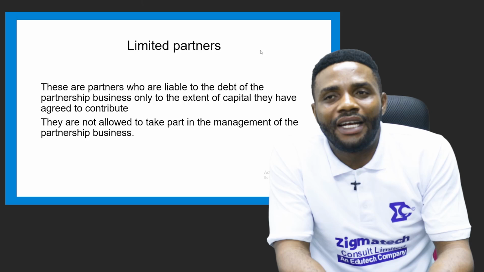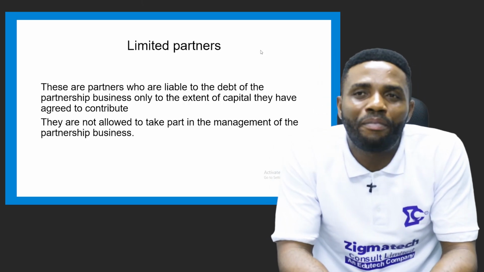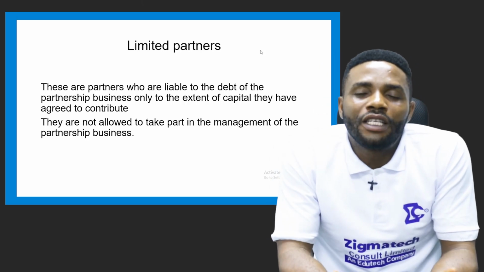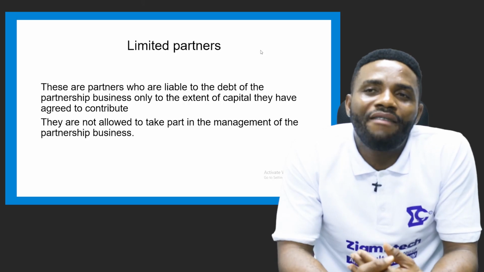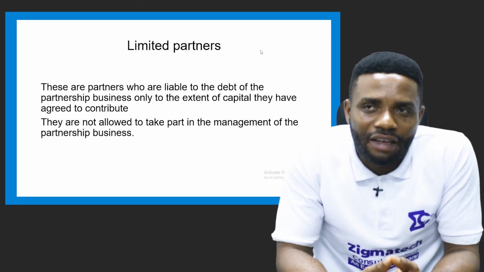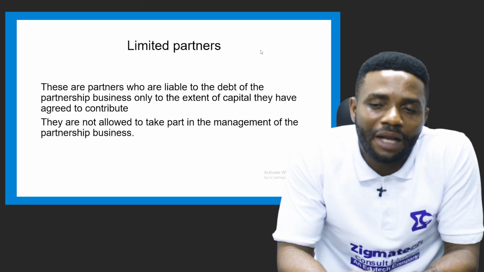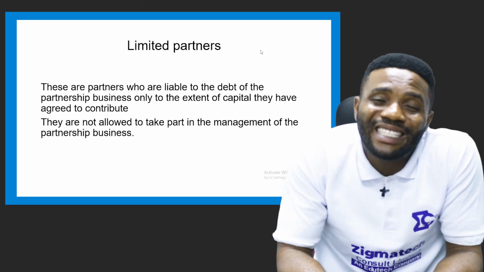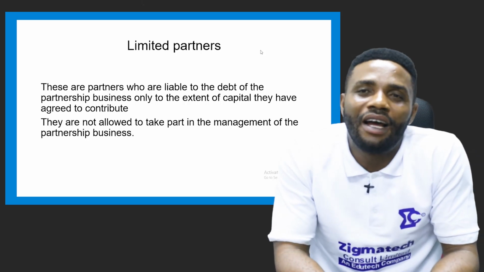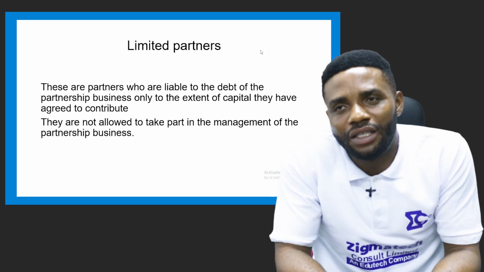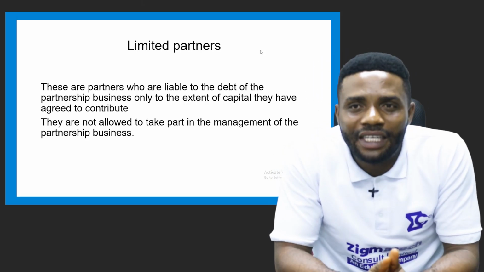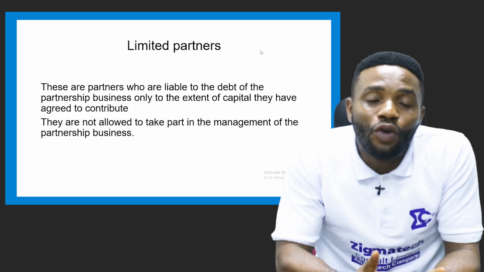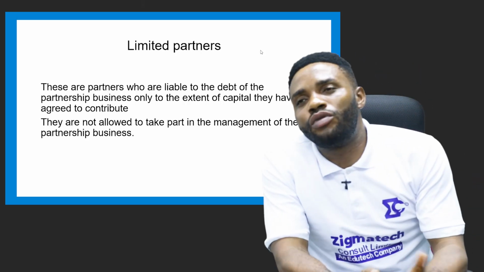Unlike the general partner, where whatever happens in the business, if it happens that the business collapses, the personal property of the general partner will be brought into the business. But for limited partners, they have nothing to lose apart from the capital they contribute to the business.